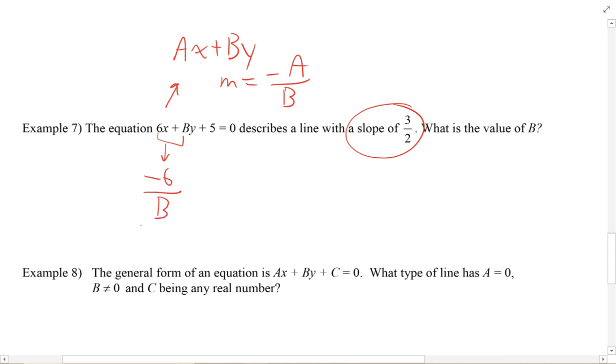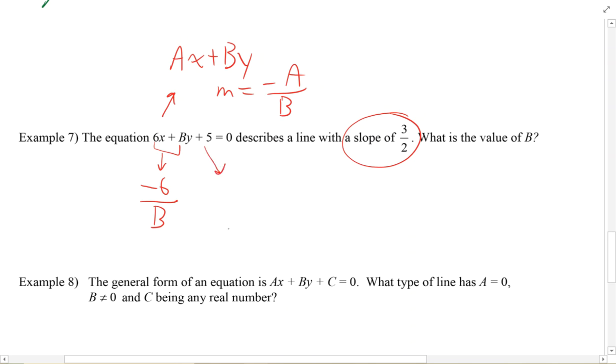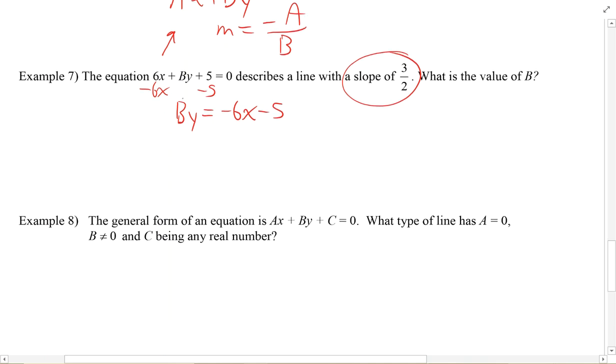Do you want me to show you the long way? Okay, I'll show you what's happening here. You would go minus 6x minus 5. Then you get by equals negative 6x minus 5. So I'm just moving everything to the right side. And then I would divide by b. So divide the left side by b, divide the right side by b. And so y equals negative 6 divided by b x minus 5 divided by b.